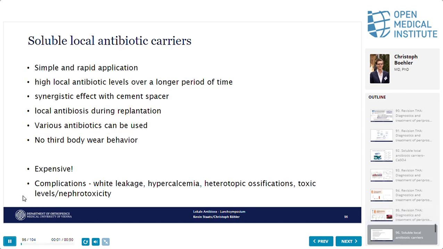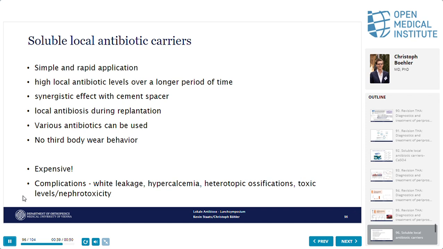But after all, they're simple and rapid to apply. You get high local antibiotic levels over a longer time period. You have a synergistic effect with the cement spacer. You have a local antibiotic during the reimplantation. You can add any antibiotics that the company says, okay? So you even can use like dalbavancin or something like this, very fancy and very expensive, but you could add it to the beads. We haven't done this, but there are protocols how to mix it during the surgery. And you have no third body wear.